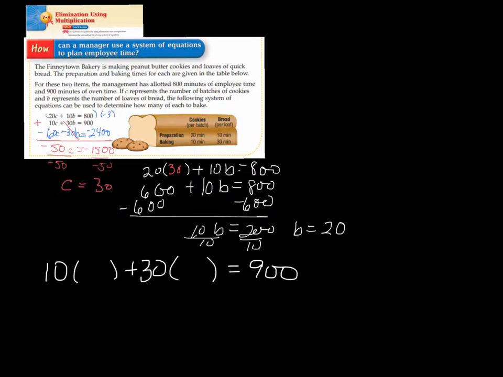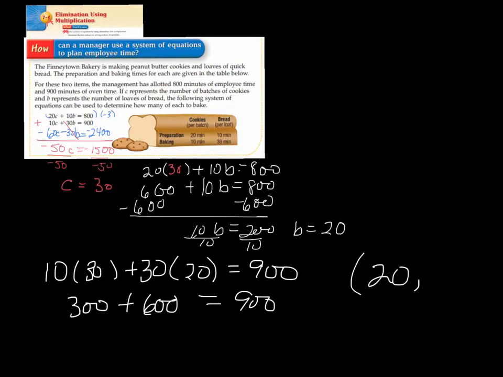And the system of equations should work for both equations, our solution. So I'm going to try and see if we put 30 in for C and 20 in for B in the second equation. 300 plus 600 does in fact equal 900. So I know for a fact my solution is going to be the ordered pair. I normally write in alphabetical order 20, 30.